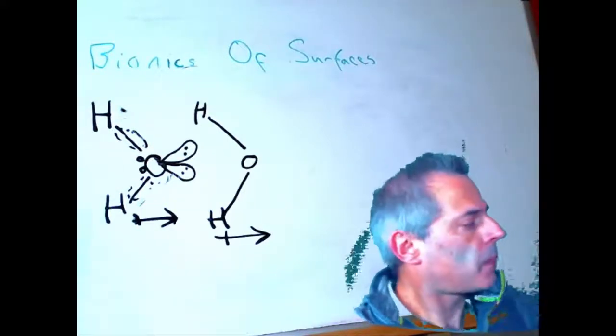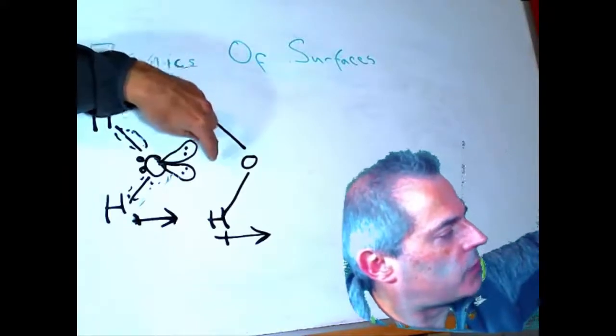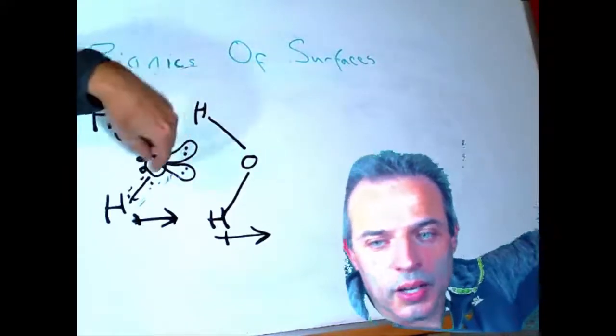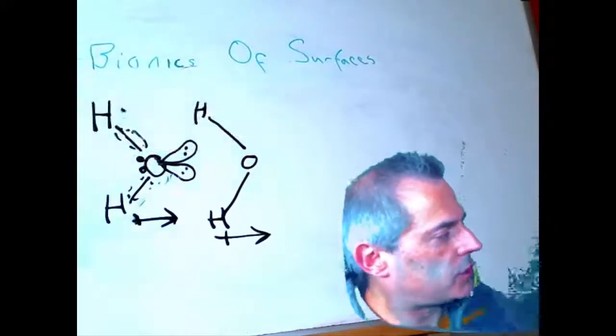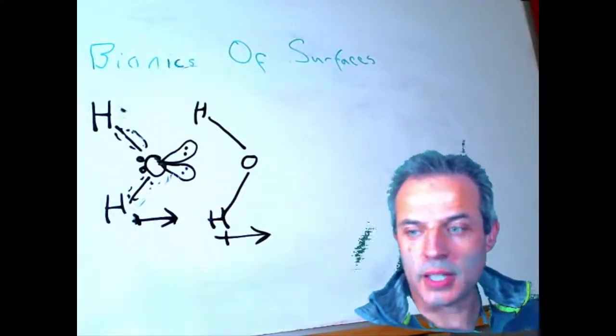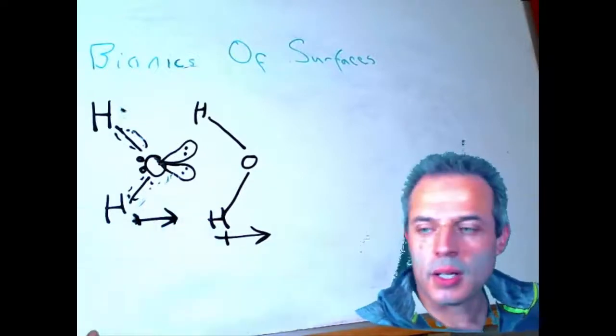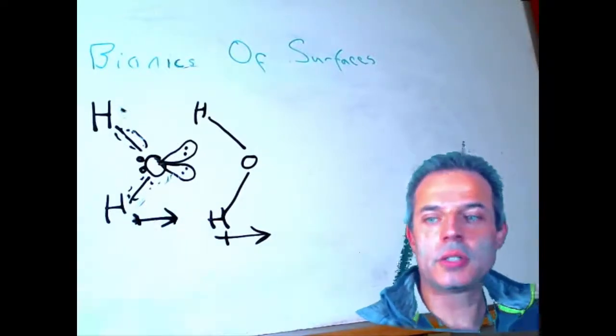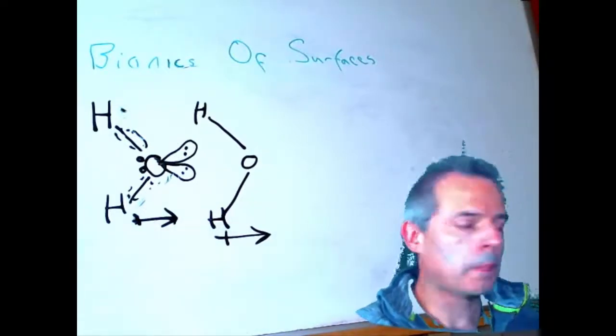However, they spend more time aligned with each other, either both in this direction or both in this direction, than they do anti-aligned with each other. And that means that on average, they tend to attract.